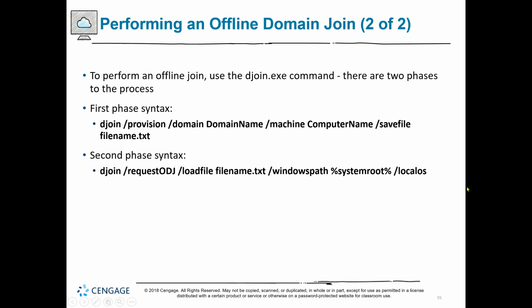To perform an offline join, use the djoin.exe command. There are two phases. The first phase is djoin /provision /domain domain name /machine computer name /savefile file name.txt. Second phase: djoin /requestodj /loadfile file name, and then /windowspath, and then your %SystemRoot%, and then /localos.